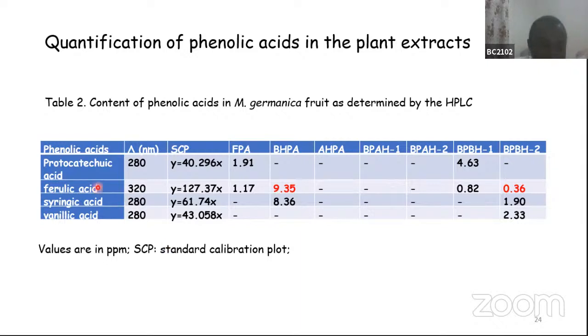Among the phenolic acids identified, one had the highest concentration from the basic hydrolysis phenolic acid fraction with 9.35 parts per million, and it also possessed the lowest concentration from the bound phenolic basic hydrolysis 2 extraction.